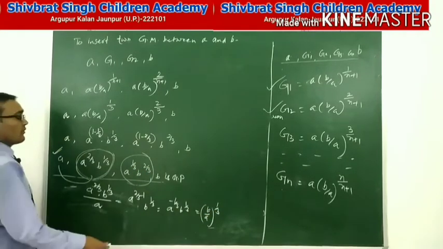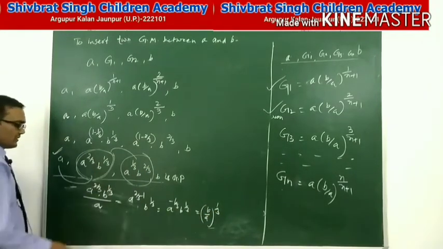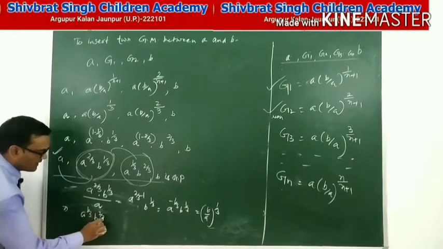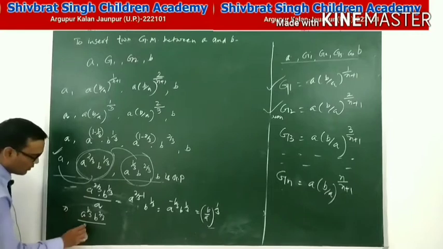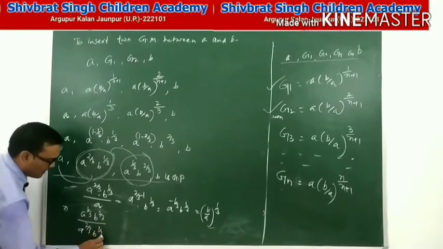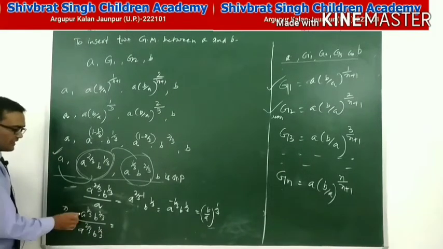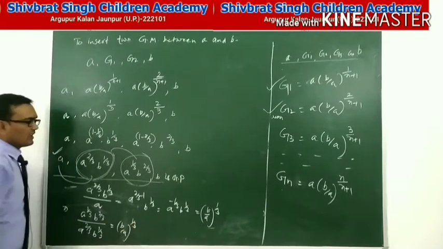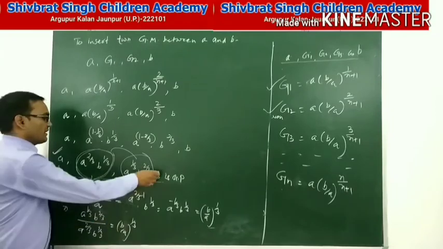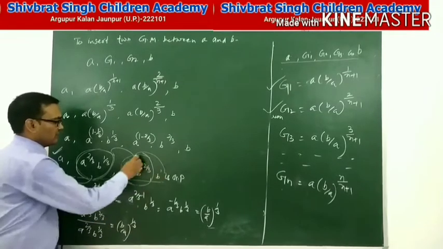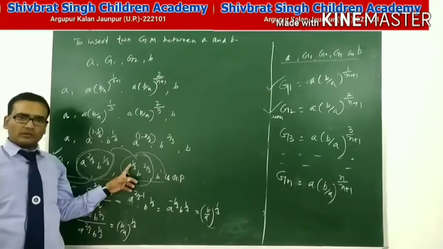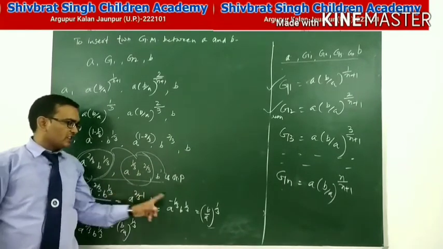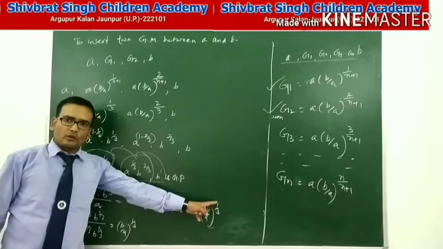Similarly, we find the value of this, that means a to the power 1 by 3 into b to the power 2 by 3 divided by a to the power 2 by 3 into b to the power 1 by 3. We solve this and find the value of b upon a to the power 1 by 3.